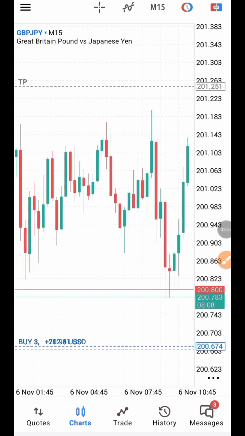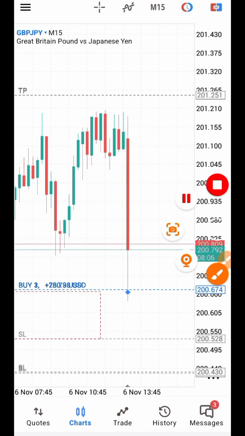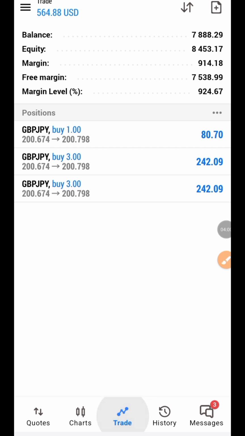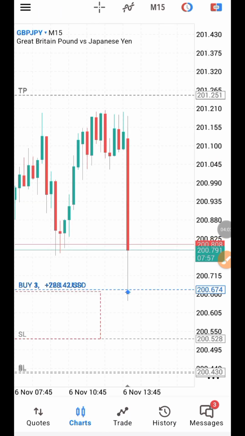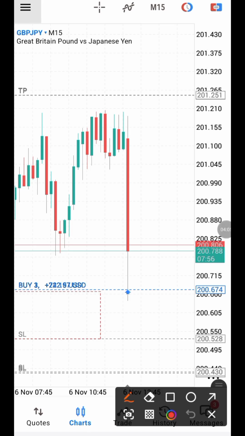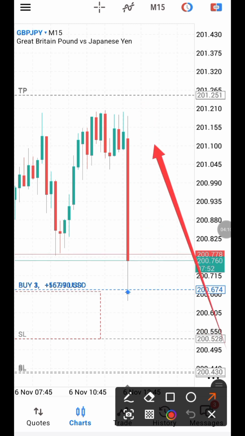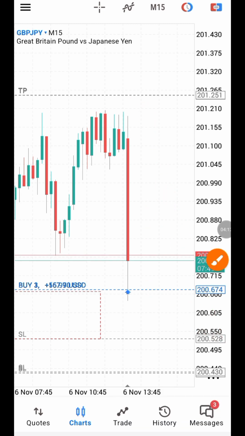So we'll keep holding on this trade to see what plays out. You can see $560 something currently. So we expect the trade to push up from this area to our take profit. In the next maybe few minutes or an hour, it will be playing out.